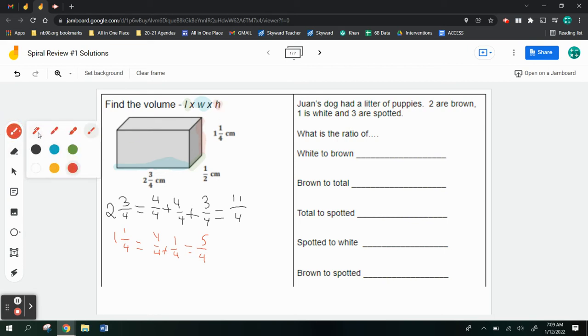So set yourself up with a multiplication problem, multiply the three fractions, and see what you get. Don't forget, volume has units. So in this case, it would be centimeters cubed. This ratio problem you should not need any help with. If you do need some assistance, contact me directly, because this is the most basic, and we got to make sure you got that covered.